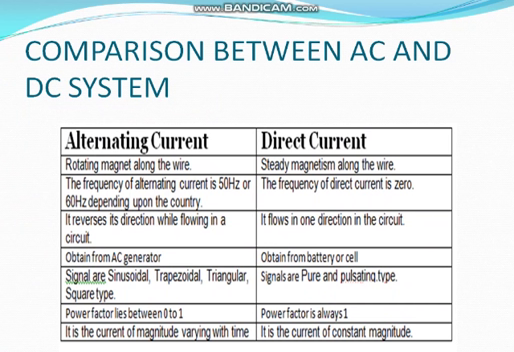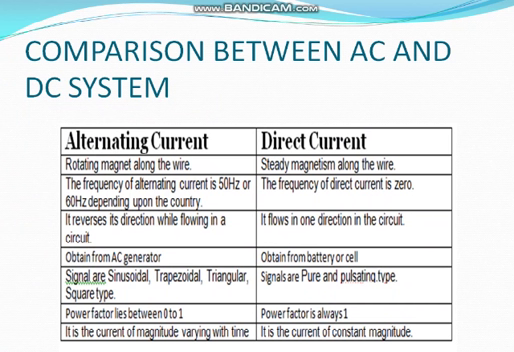That means when an AC current is flowing in a circuit, the direction changes. That means it is alternating and pulsating in nature. But in case of DC, it flows in one direction in the circuit.